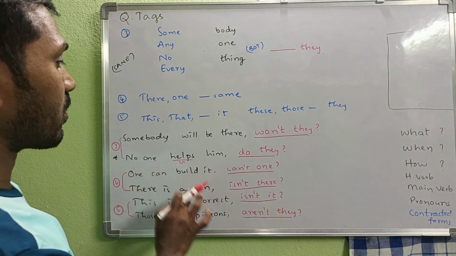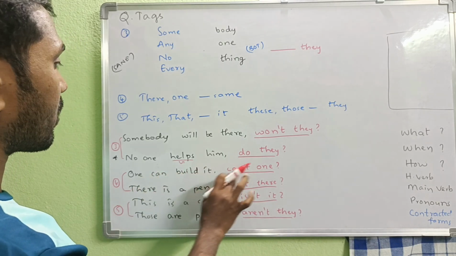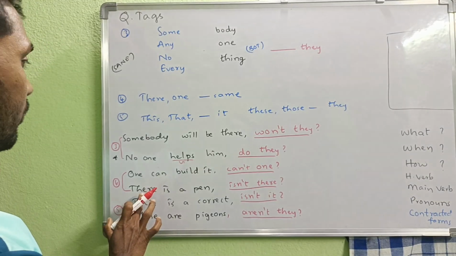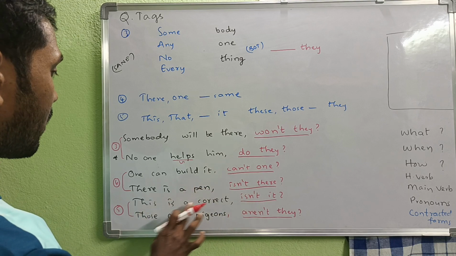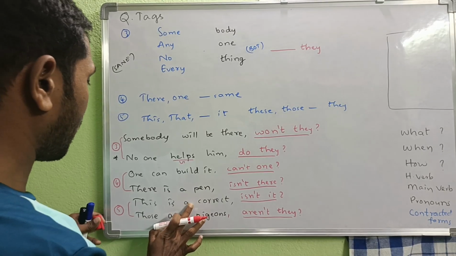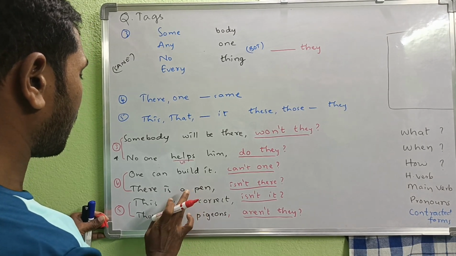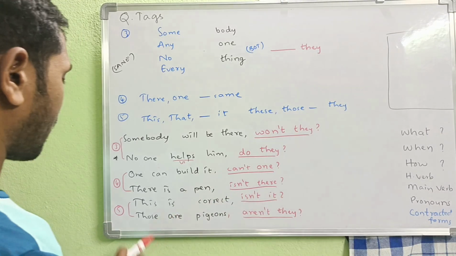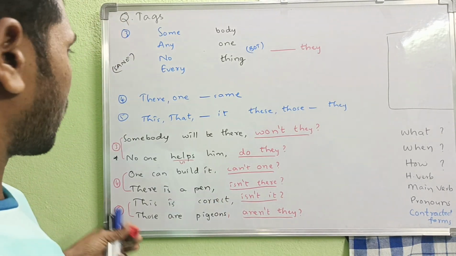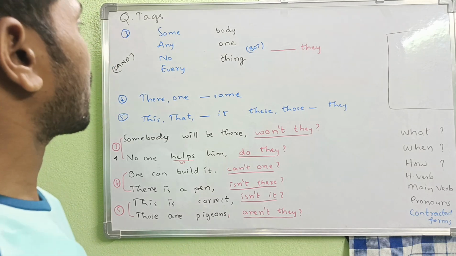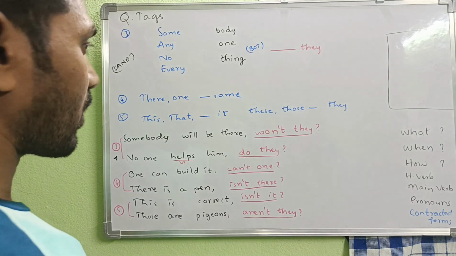Next, one can build it, can't one. Next, there is a pen, isn't there. Next, this is correct, isn't it. Next, those are pigeons, aren't they. These are some of the exceptional cases we need to know, very important.